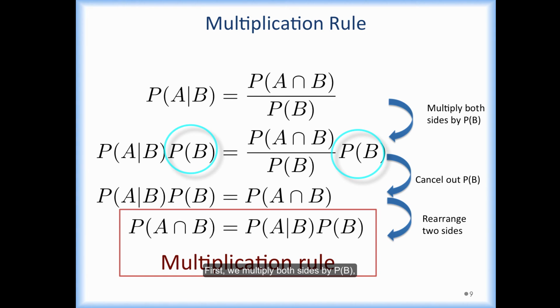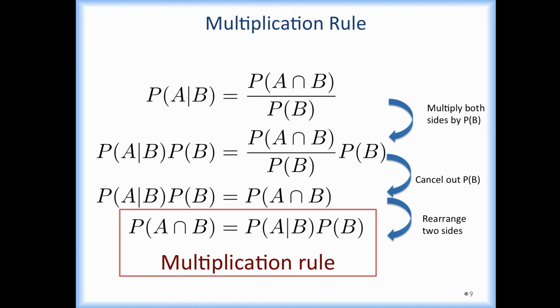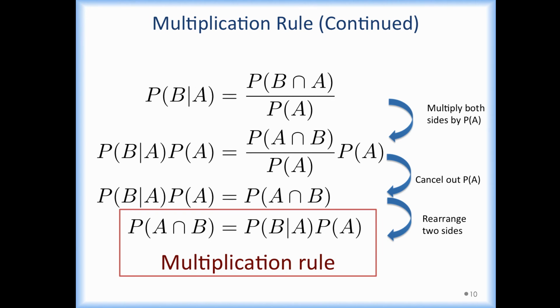First, we multiply both sides by P(B). Then we rearrange the equation. We will then get the probability of A intersect B equals the probability of A given B times the probability of B. Using the same logic, we can derive the other version of the multiplication rule. You can read the step-by-step details on your own.